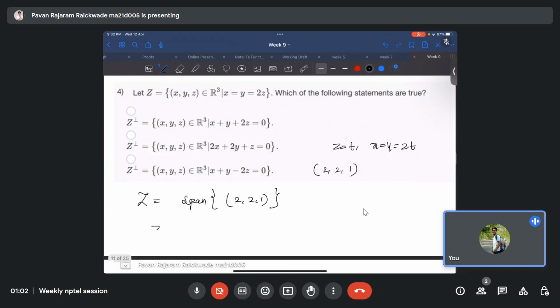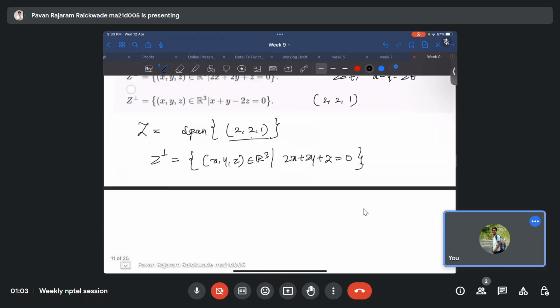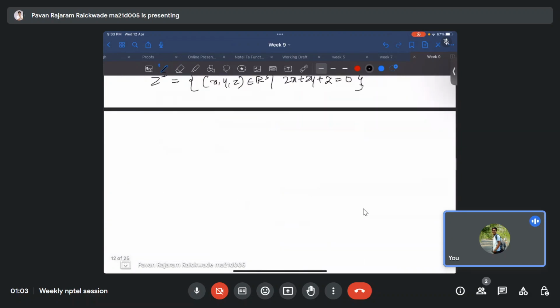So the Z perp will be simply the perp of this (2, 2, 1). That means the set of all (X, Y, Z) such that 2X plus 2Y plus Z equals 0, just the inner product of (X, Y, Z) with (2, 2, 1) being 0. So this is the second one. The fourth one is settled.